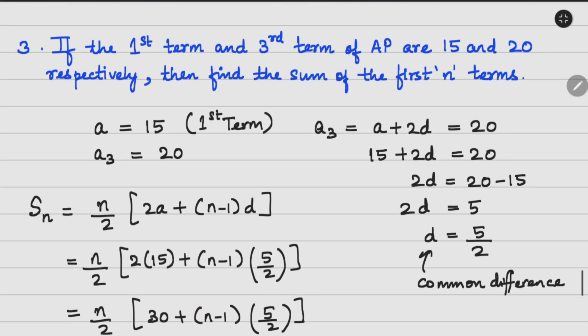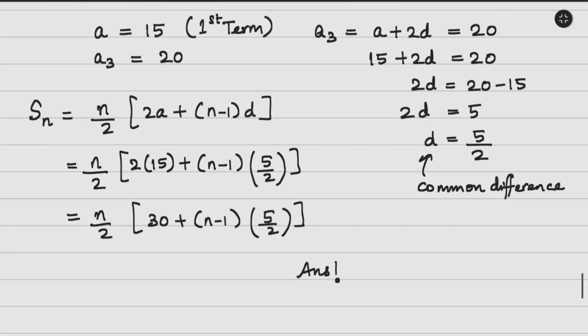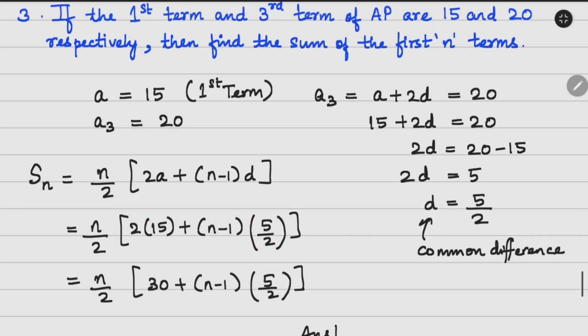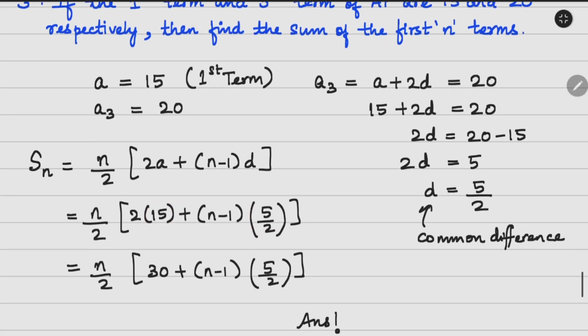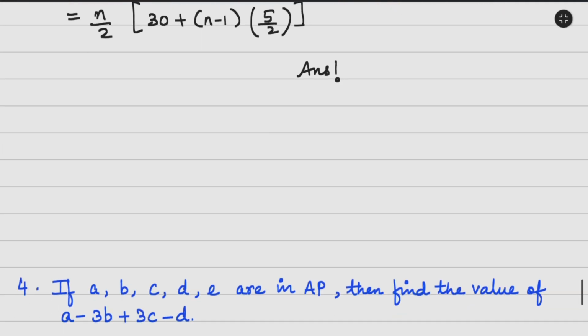If you can simplify it further, all the more correct, right? So whichever be the step where you are leaving Sn, it should have n only. You should have replaced the a and d values like we have done here, right? That's your answer. So you have found the sum of the first n terms. Let's move on to the fourth question.